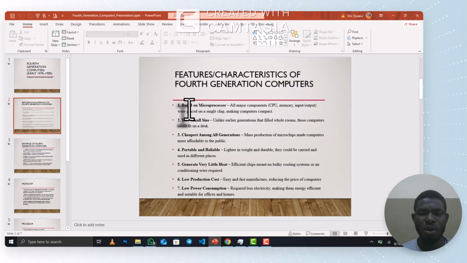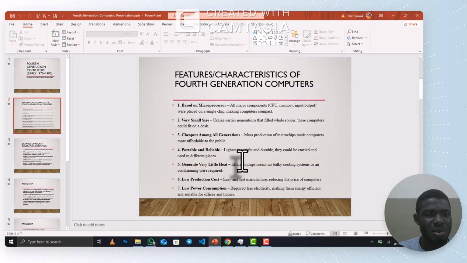Their lightness in weight and their durability make them easy to carry and to use in a whole lot of places. And they generate very little heat, unlike the supercomputers, the huge ones. That is because efficient chips mean no bulky cooling system. They don't require any air conditioning because of their efficient chips.